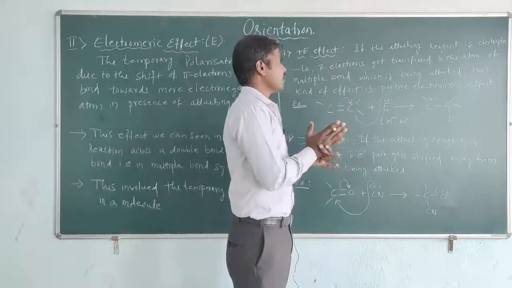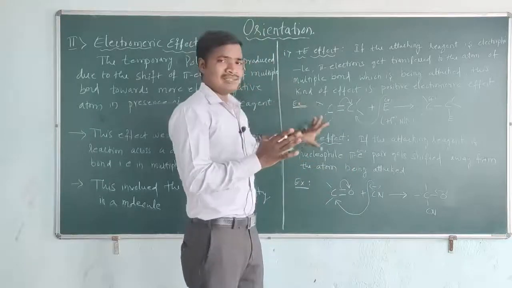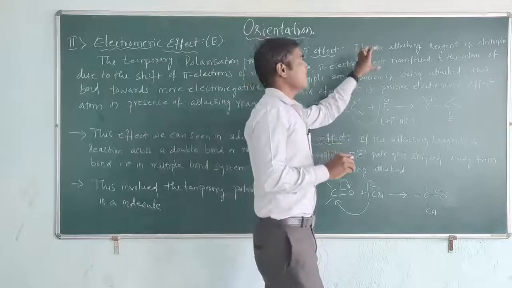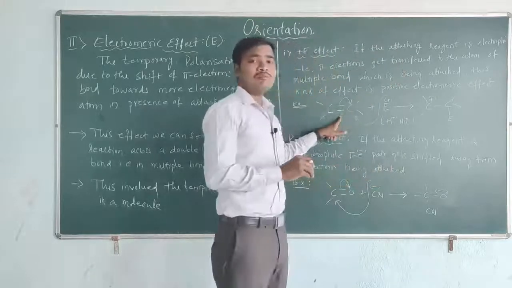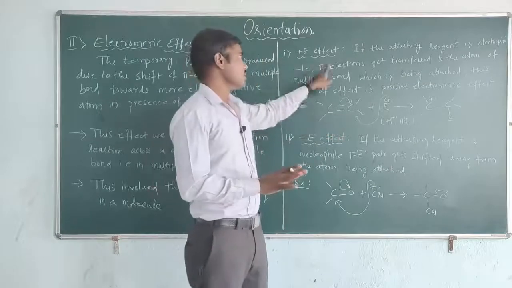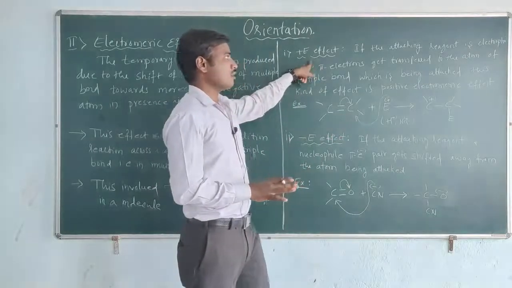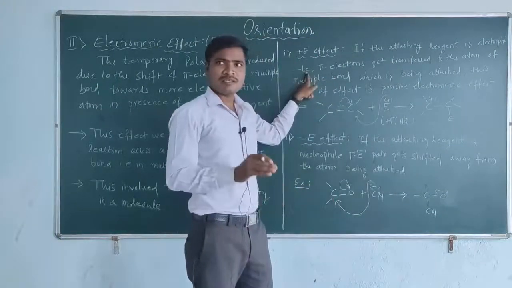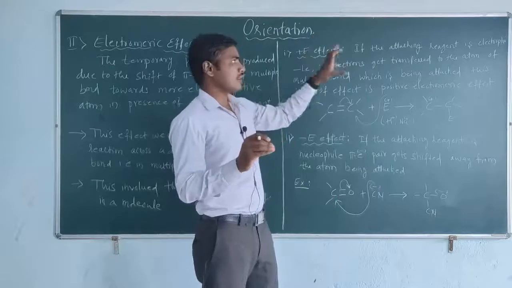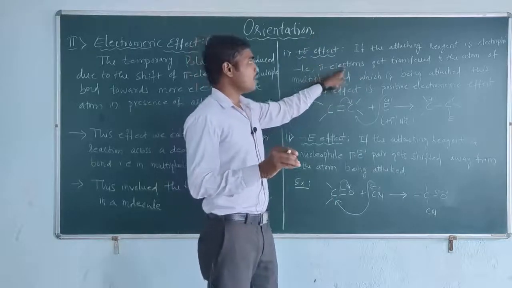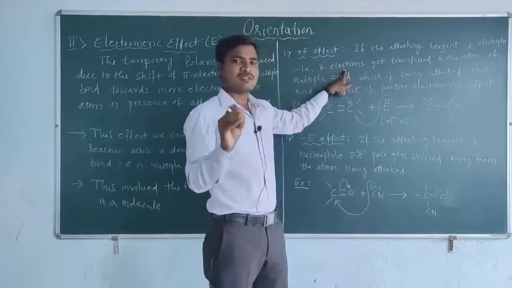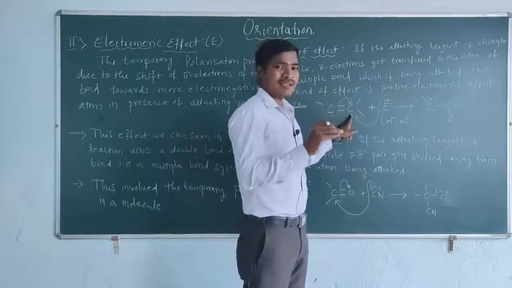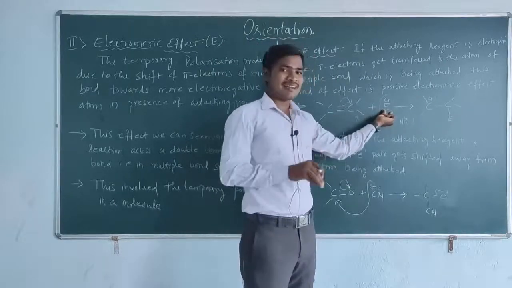So positive electromagnetic effect is nothing but a temporary polarity produced in a molecule whenever an electrophile attacks a double bonded molecule. That means the positive electromagnetic effect occurs if the attacking reagent is an electrophile, an electron deficient center. The pi bonded electrons get shifted, transferred towards the atom where the attacking reagent attacked.